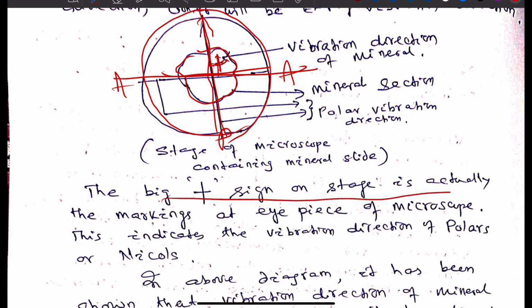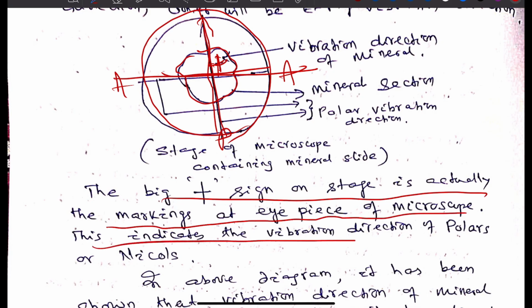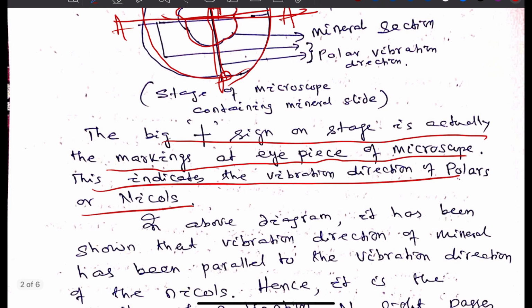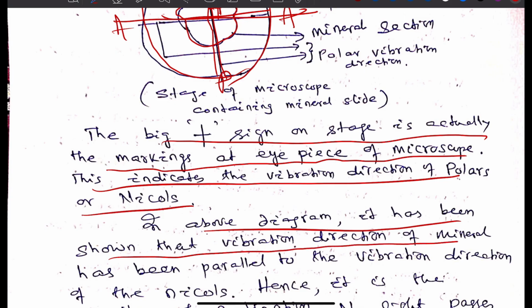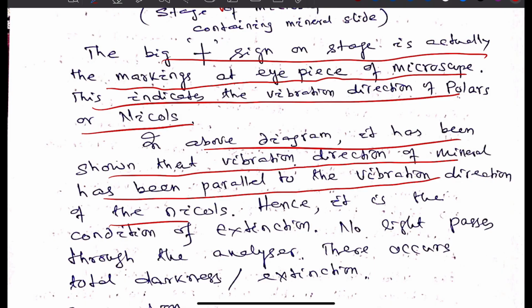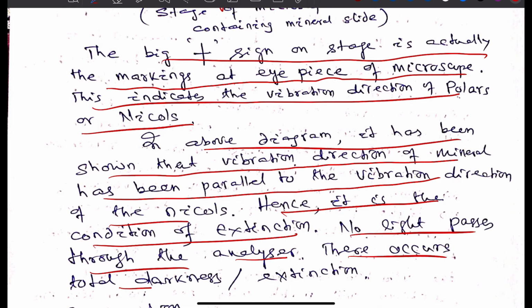The big cross on the stage, actually the marking at the eyepiece of the microscope, indicates the vibration direction of the polars or nicol prisms. In the above diagram, it has been shown that the vibration direction of the mineral is parallel to the vibration direction of the nicols. Hence, it is the condition of extinction, no light passes through the analyzer, there occurs total darkness, or it is the position of extinction.